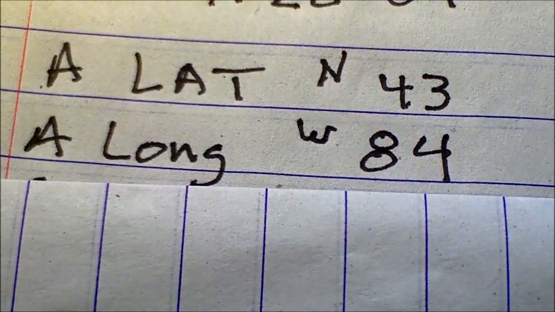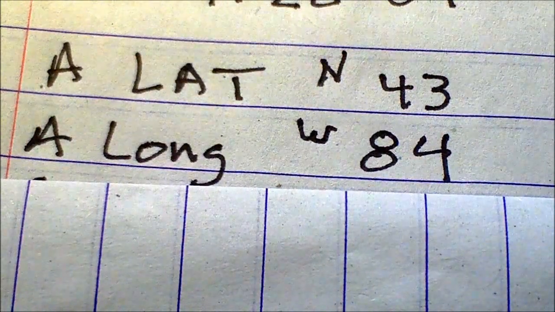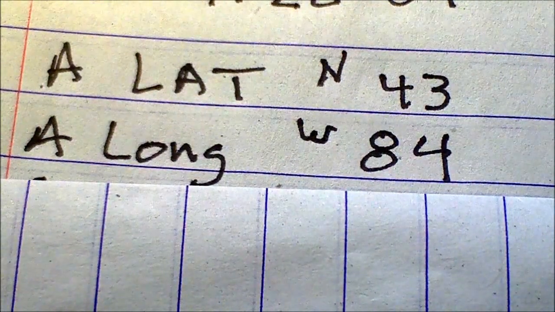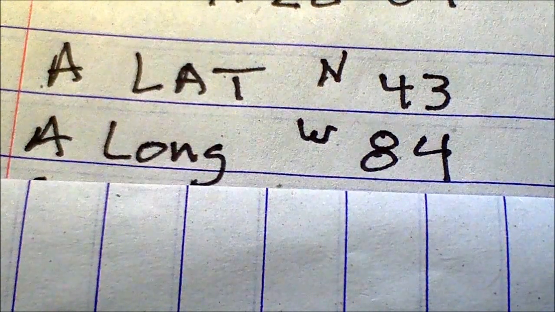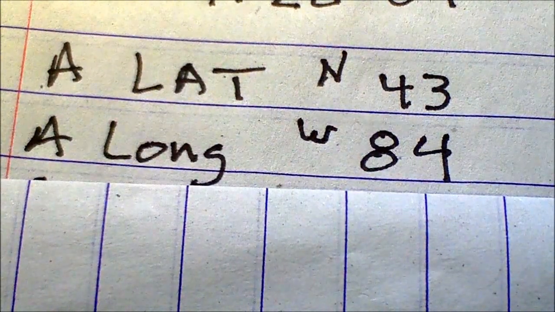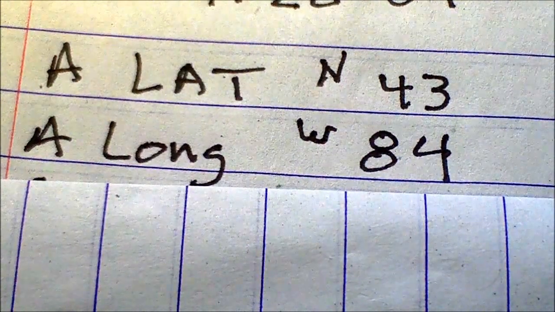As you know, you pick an assumed position that's close to your estimated position, and your latitude has to be a whole degree, so I've picked 43 degrees north, which is very close to my estimated position. My longitude is 84 west, and that's an assumed longitude, and I know it's going to change later.